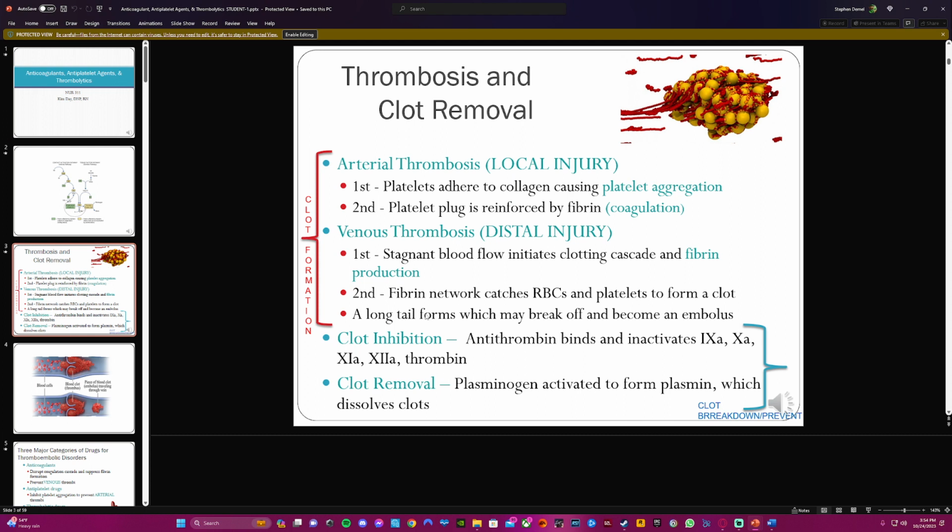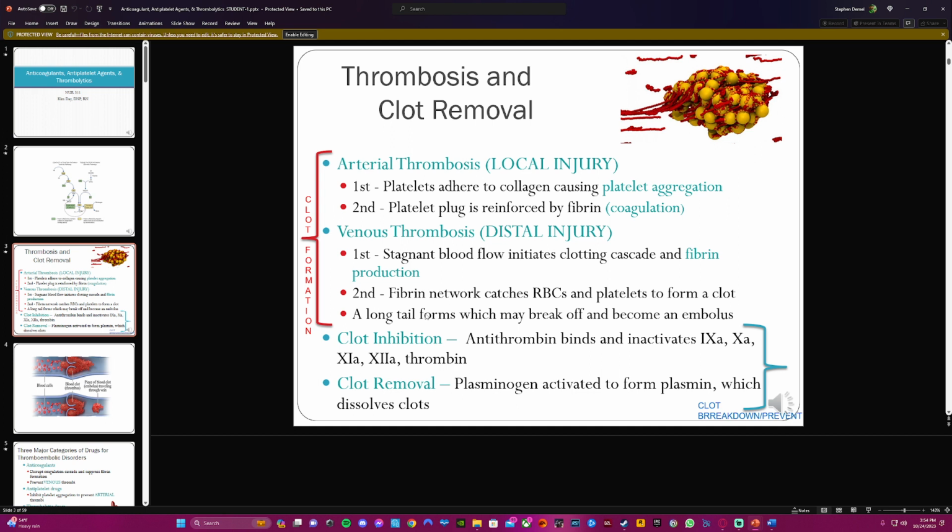So first we're going to start off with what forms clots. Arterial thrombosis, or a local injury. First, the platelets adhere to collagen, causing platelet aggregation. Second, the platelet plug is reinforced by fibrin or coagulation. Venous thrombosis is the next step for a distal injury.